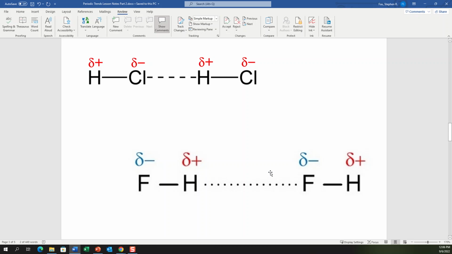The other reason it's stronger is because fluorine is smaller than chlorine. So these molecules are actually going to be able to get closer to each other. So not only is the charge higher than that charge, but they're actually going to be closer to each other. And so that's going to strengthen the attraction. Now, that's not illustrated here. That's stuff we have to know based on the trends.